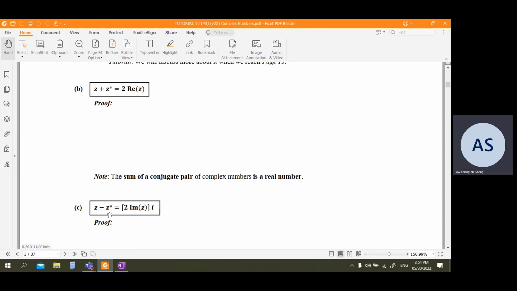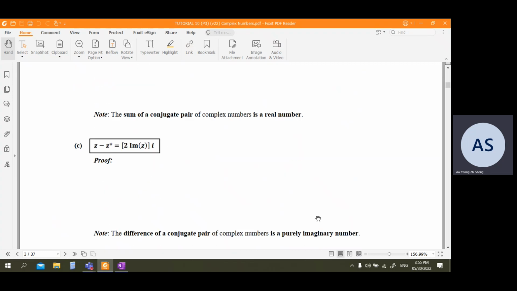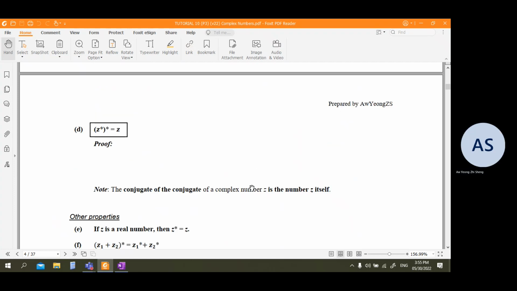Property B and C are not so important. This is just for you to realize that when you add up a conjugate pair, you get a real number. When you subtract a conjugate pair, you get a purely imaginary number. Property D, this one is sometimes useful when solving an exam question. When you have a z star and you apply another star to it, the double star will just cancel.